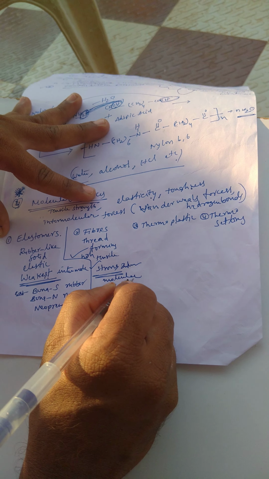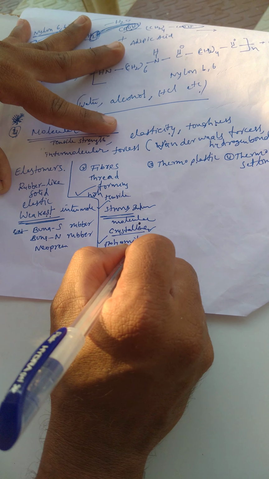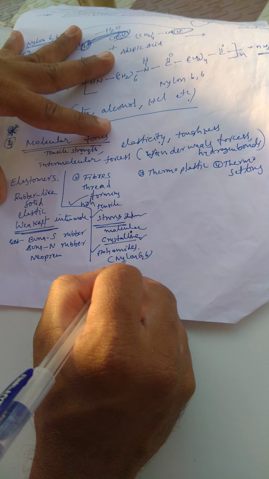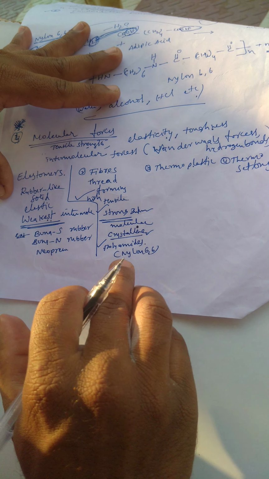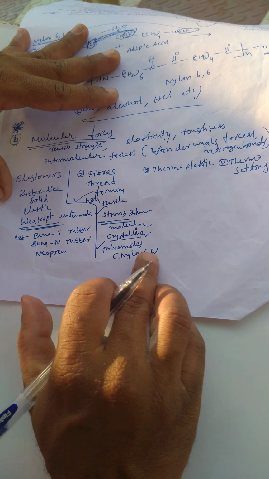Examples are polyamides. Polyamide is one category. In polyamides, nylon 6,6 is one. Poly means many, amide means amide group is present, so polyamides. Nylon 6,6, nylon 6 is nothing but thread. Our cloth is made by nylon 6,6, children.